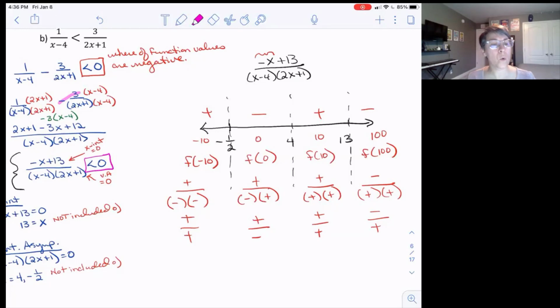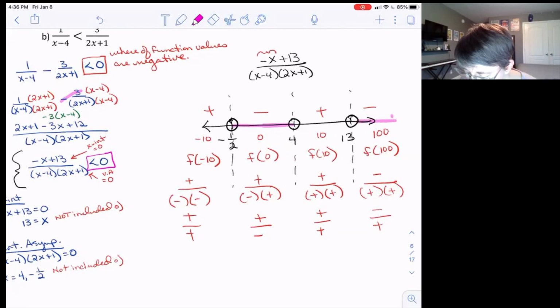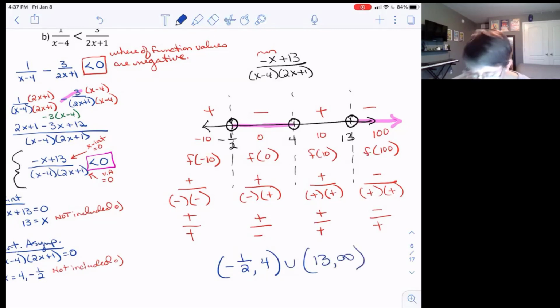So we want to know where it's negative. So that's between negative 1/2 and 4. And remember, none of these special values there are included. We don't have the or equals to. And our last interval of negative y values is to the right of 13. So we have two intervals that work. That's parentheses, negative 1/2 to 4, close your parentheses, union, parentheses, 13 to infinity, close your parentheses.